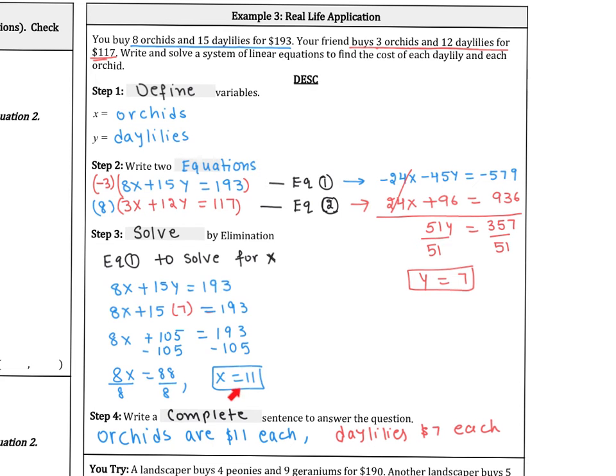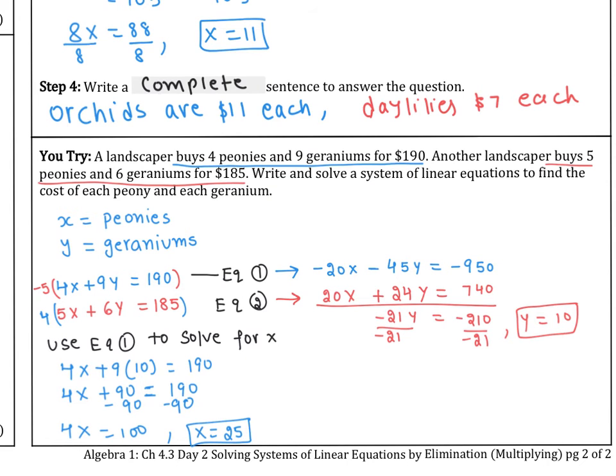Once you find the x and y, you're going to write the answer in complete sentences. So orchids are $11 each and daylilies are $7 each. You try problem. A landscaper buys 4 peonies and 9 gardenias for $190. Another landscaper buys 5 peonies and 6 gardenias for $185.